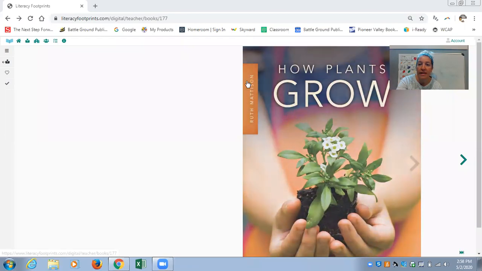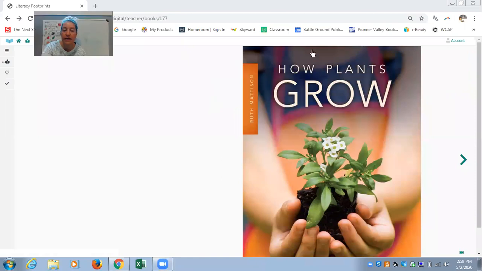And our book today is called How Plants Grow. And today we're going to do a picture walk through our book. That's a good strategy that readers use when they're getting a new book that they've never seen before: they look at the pictures and they start to think about what they might be reading about.